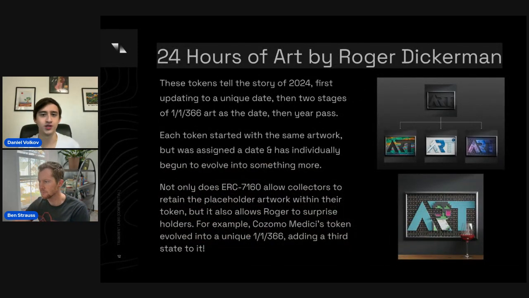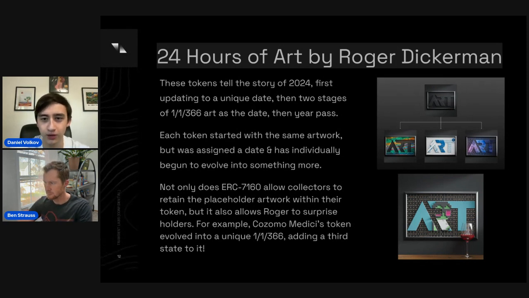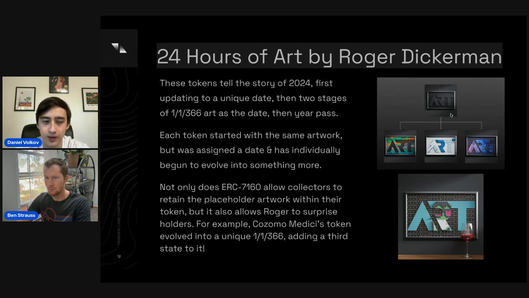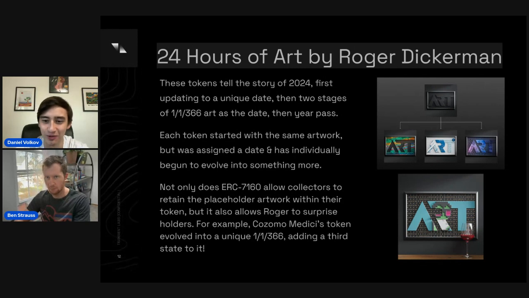Another really cool example is the 24 Hours of Art token by Roger Dickerman. And so here, if you look at the top, this is a placeholder token. So they had a mint of 366 placeholder tokens. And then every day of the year, one of the tokens actually shifted to represent that day in art. So what happened in the art market on January 1st, it evolved to this new token.